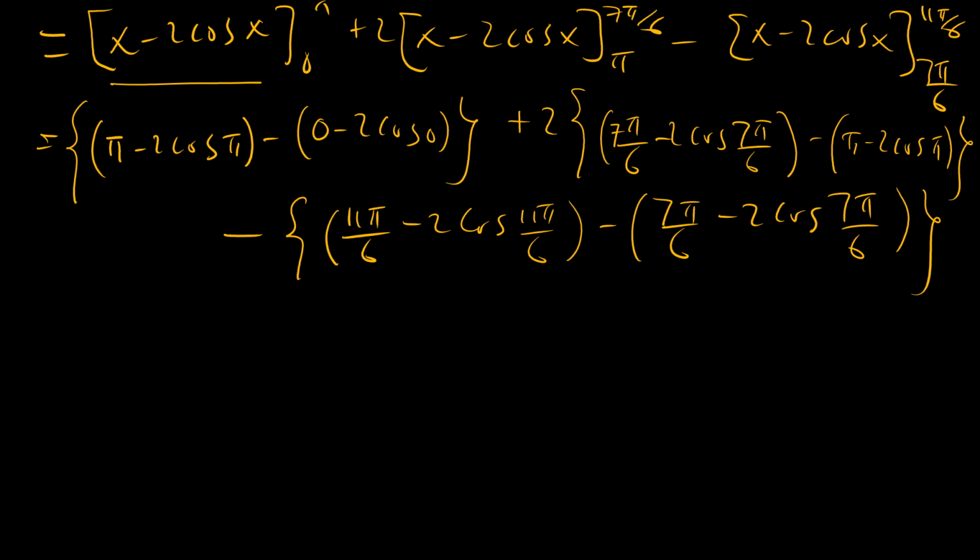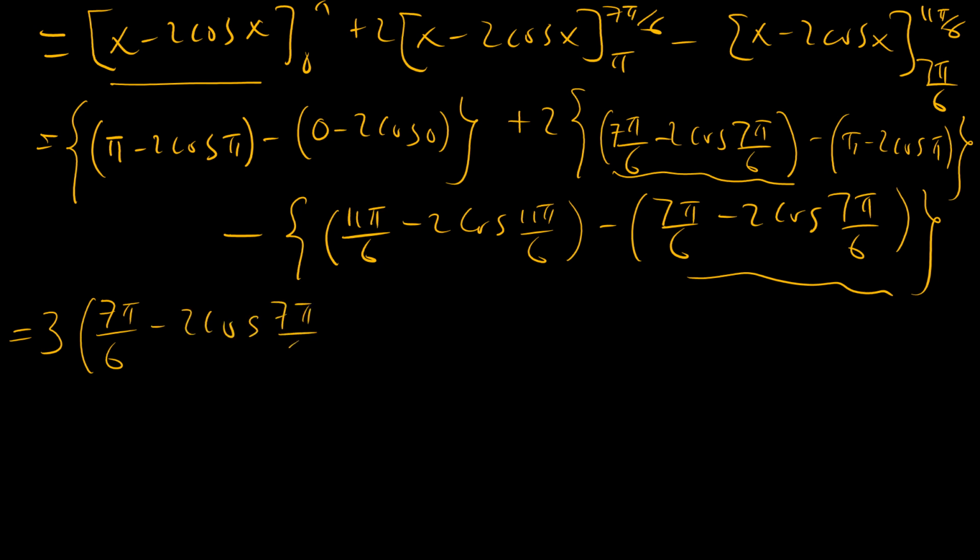so let's see how we may be able to consolidate things. I would like to consolidate this and this, because we have minus minus, this becomes a plus, so we have 3 times 7 pi over 6 minus 2 cosine 7 pi over 6, minus, then the next part, let's deal with this one. So we have 11 pi over 6 minus 2 cosine 11 pi over 6.